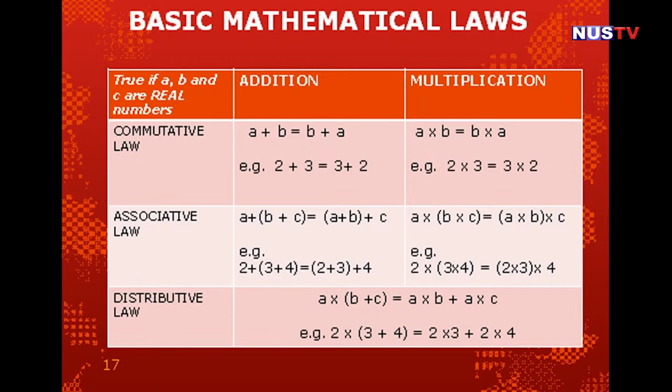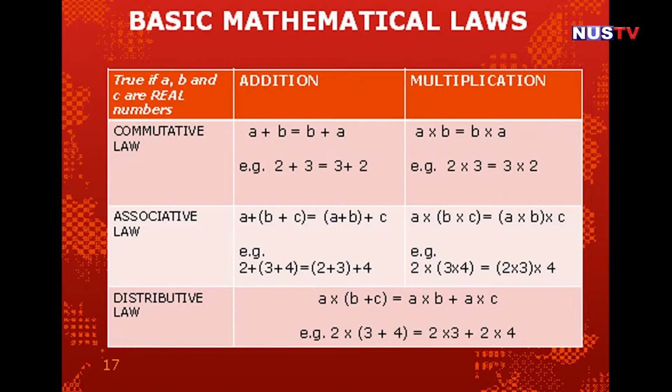In multiplication, the commutative law: a times b is the same as b times a. For example, 2 times 3 is the same as 3 times 2. They both equal 6. The other basic mathematical law is called the associative law.